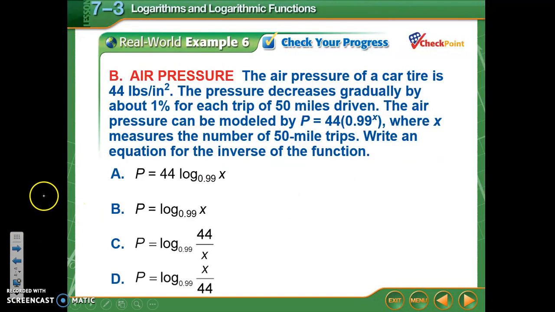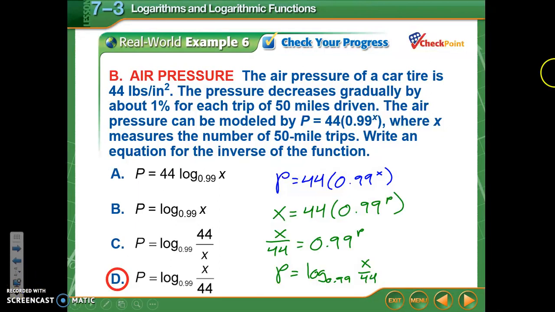Okay, take a look at this one. All right, your inverse here should be D. We start out with this function. And there is the work that you can do to get your inverse function. First, we divide by the 44 to get the exponential part by itself, and then I rewrite this exponential expression in logarithmic form. Okay, that's the end of this section.